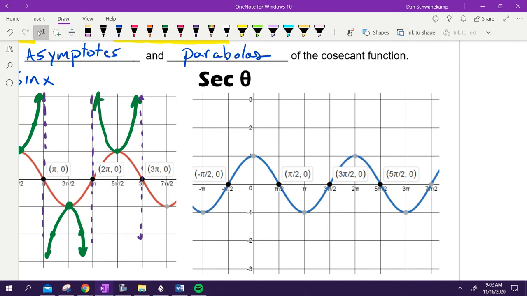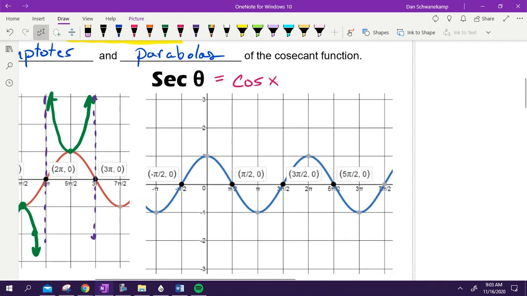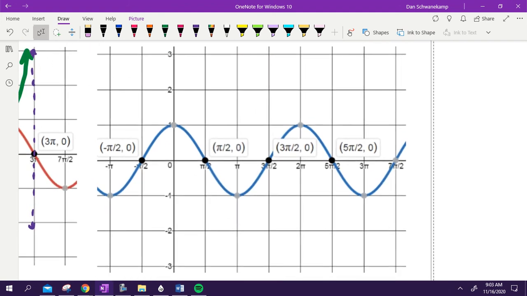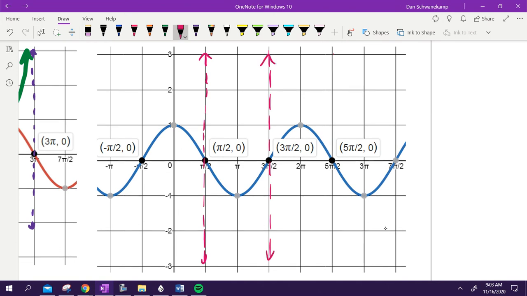Same thing is true if we want to graph secant. When we see secant, we're thinking, oh yeah, that really means cosine. We're trying to graph cosine. So that's that blue line that's already graphed. Once I've graphed cosine, I'm doing reciprocals. So anywhere I have a 0, that is a vertical asymptote. So vertical asymptote there and there, and so on. We could keep going all day long.